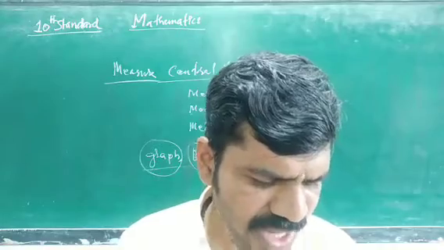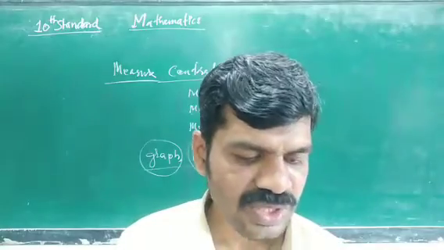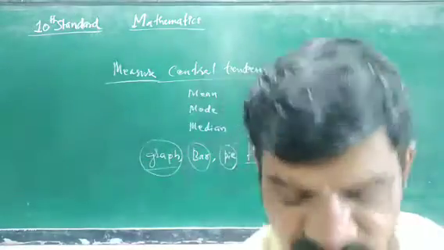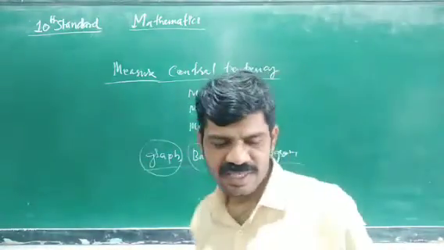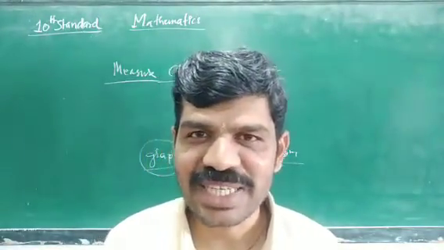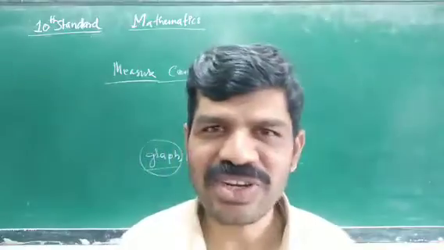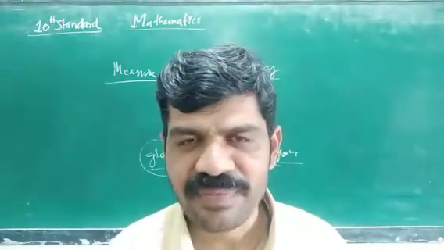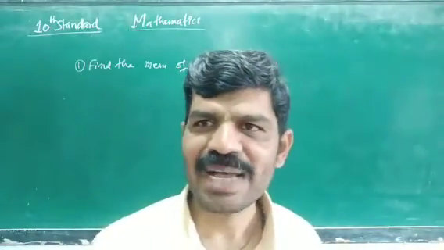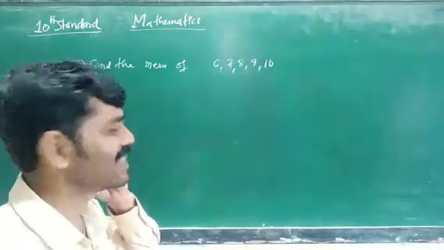In this 10th standard statistics, let us discuss the measure of central tendency, and in that we discuss mean. Today we are going to discuss what is mean, and then let us go for mode and median. I'll just give a brief introduction for this mean. To make you understand about the mean, I have taken an example: find the mean of the numbers 6, 7, 8, 9, 10.